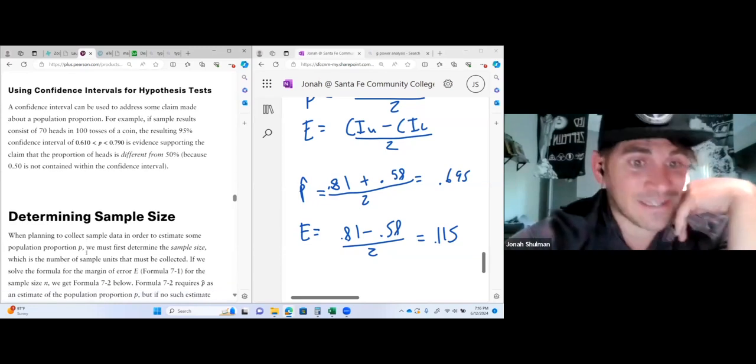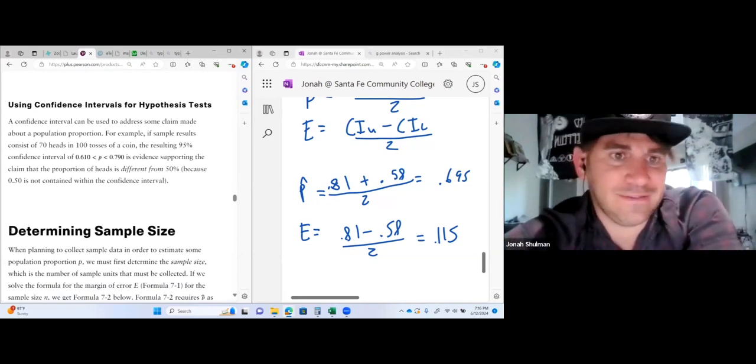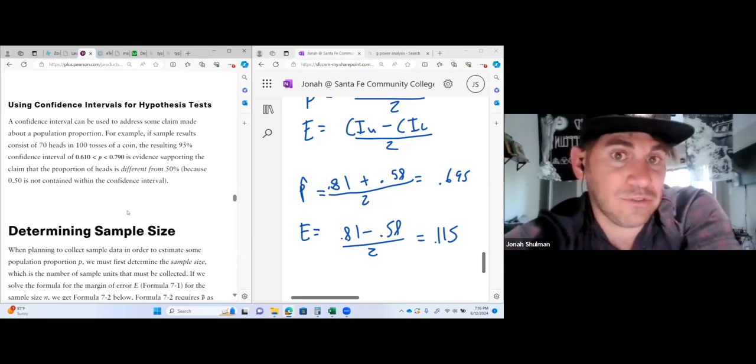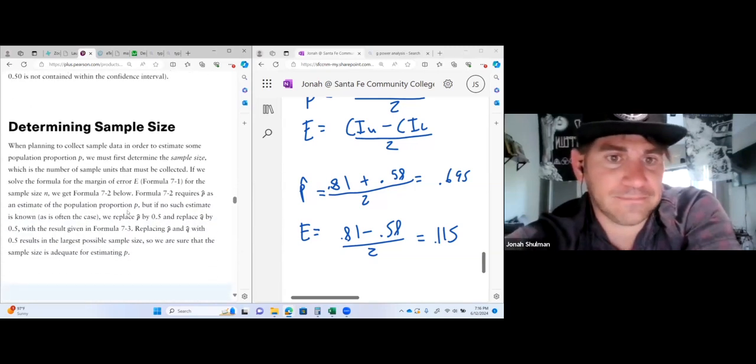It's pretty interesting. I kind of like it. It just depends on what you have. It's saying that because of this sample that we used, it is different from 50%. But obviously, it's just the sample.